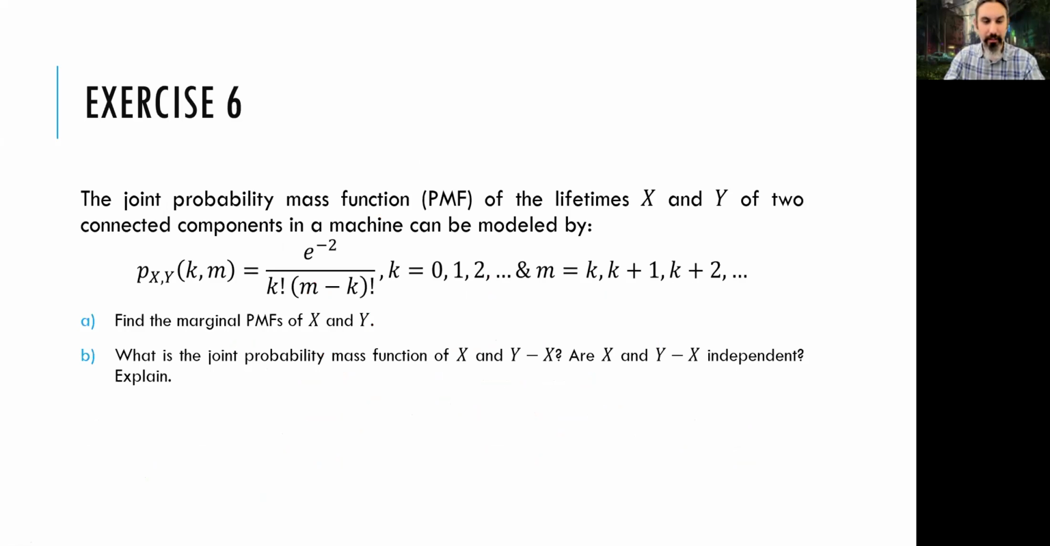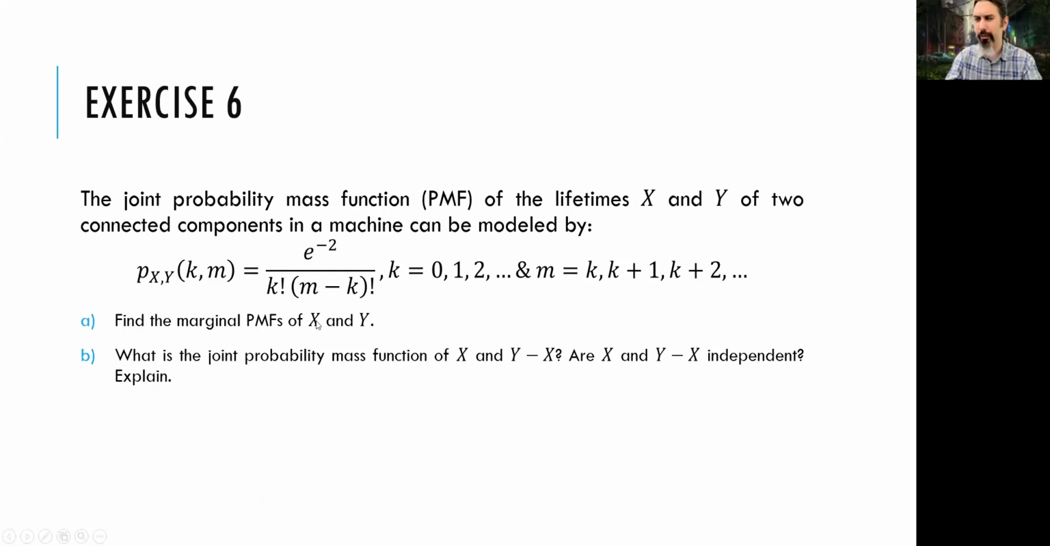So the 6th one, we know there's a joint PMF again. We are given that one for x and y in terms of k and m. So k is related to x, m is related to y. And this is the formula. So we know that k starts from 0 and goes to infinity, but m starts from k and goes to infinity. So k is actually related to m, and m is an upper limit for k. So y is an upper limit for x.